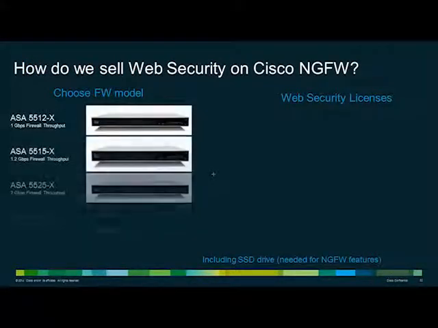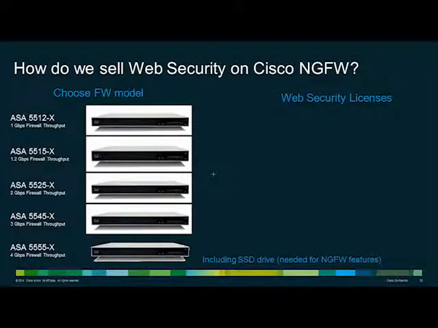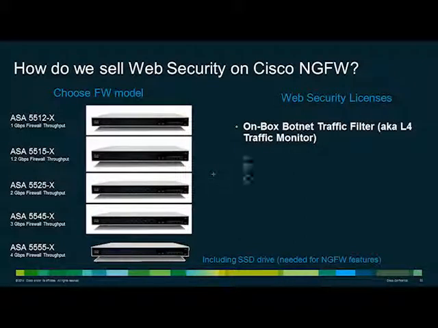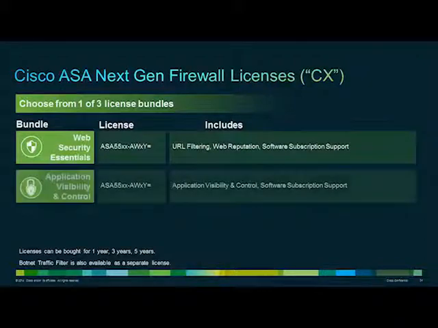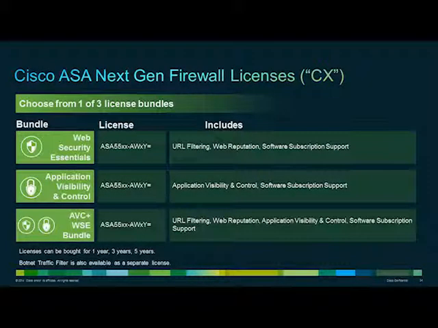To sell web security with new or existing ASA firewall customers, the process is very similar. The licensing gives the hybrid capability of onboard functions like Layer 4 traffic monitoring, URL filtering and application visibility and control combined with the cloud anti-malware provided through the Cloud Connector. Again, licensing options are very similar to the options shown on the web security appliances.